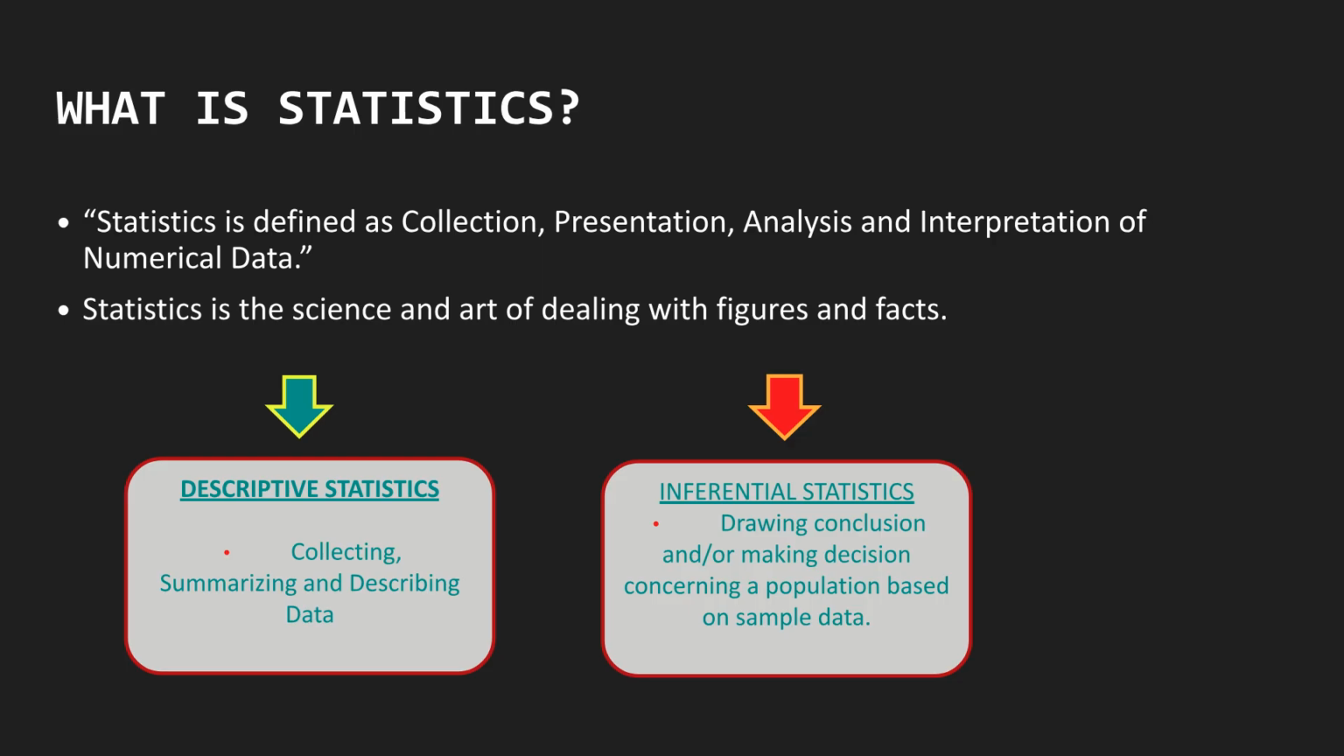Statistics is the collection, presentation, analysis, and interpretation of numerical data. It's both a science and an art for handling figures and facts. We'll explore two main types: descriptive statistics, which involves collecting, summarizing, and describing data, and inferential statistics, which focuses on drawing conclusions or making decisions about a population based on sample data.